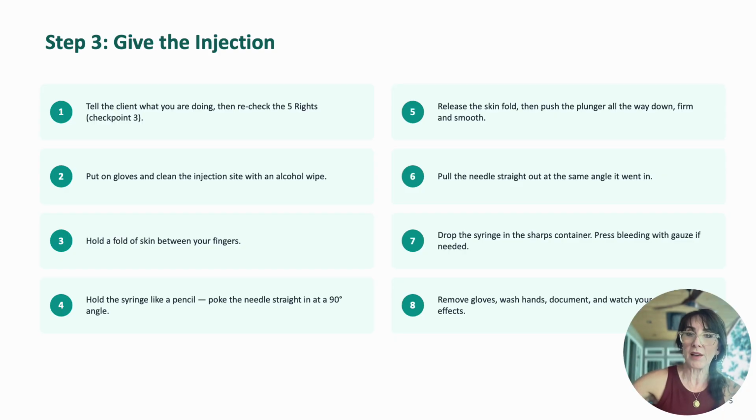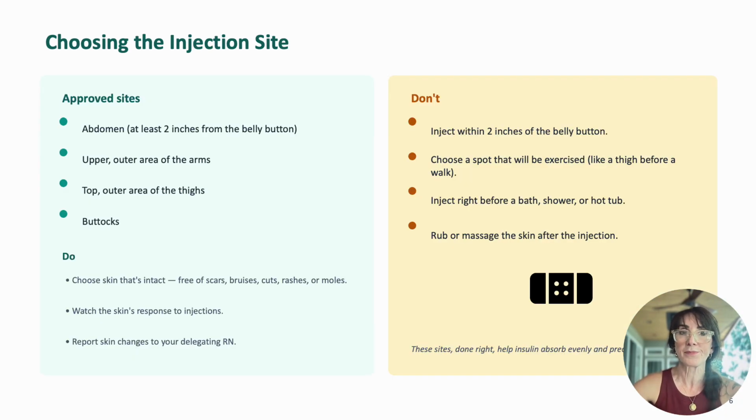That syringe immediately goes into the sharps container. If there's any bleeding, you're going to stop it with gauze. You're going to remove your gloves, wash your hands, and document. Document is sometimes known as the sixth right and is essential for the team to understand what has happened.